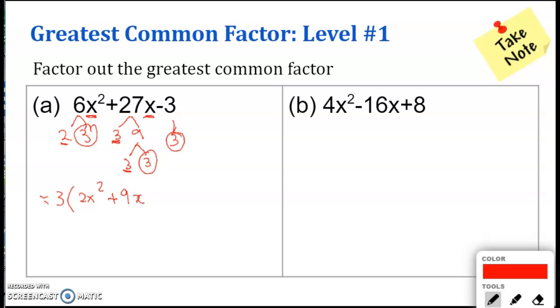And then we took out 3. 3 times what is negative 3? This is actually 3 times negative 1. I do need to write that there. Okay, so that means it's negative 1.